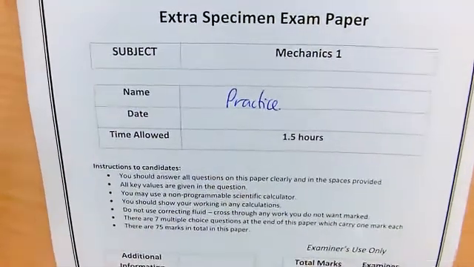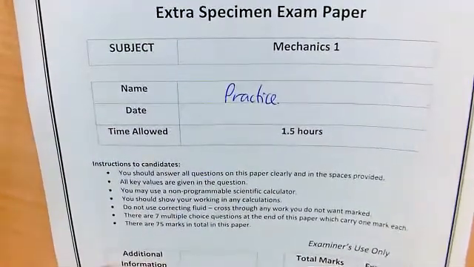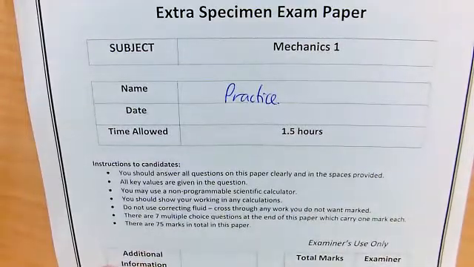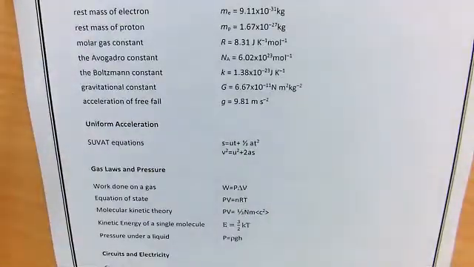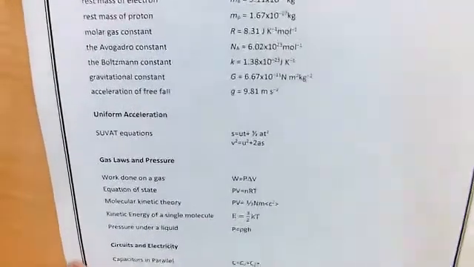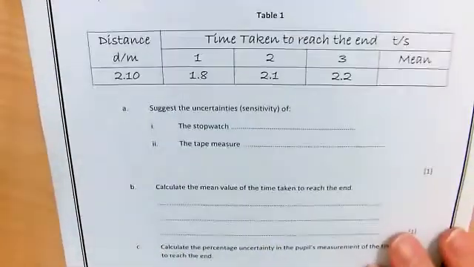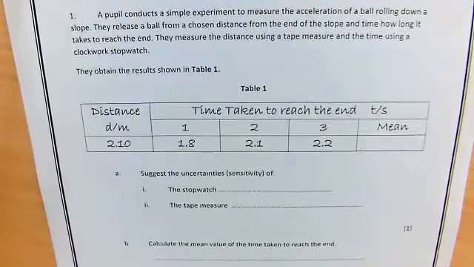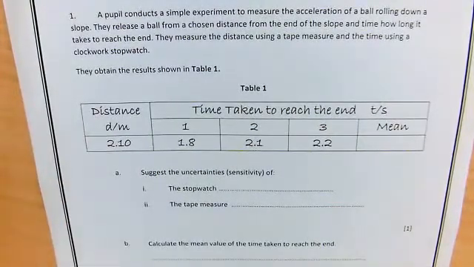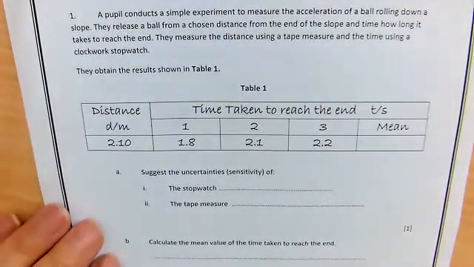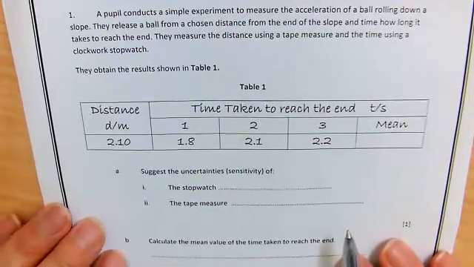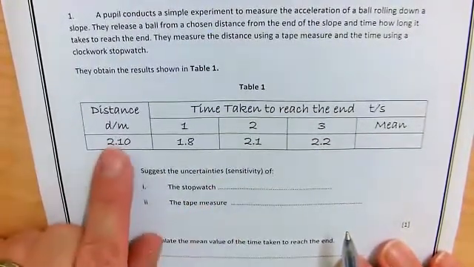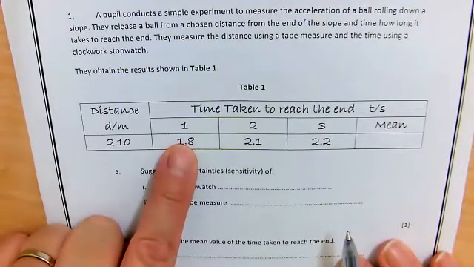So we're going to go through this. I'm going to do almost a walking, talking mock with a discussion of marks as we go over it. So obviously we've got the formula sheet, and then we've got question one. Question one will always be pretty much the same, in that there'll be some data and it's all about manipulation of errors and units. So the first thing to do is to suggest the uncertainties or the sensitivity of the stopwatch and the tape measure, and you're looking at your number of significant figures here.